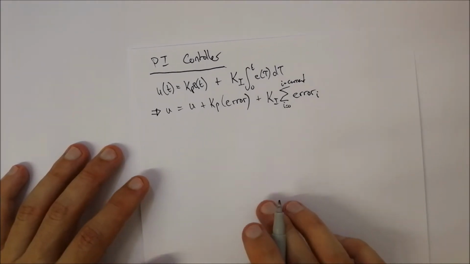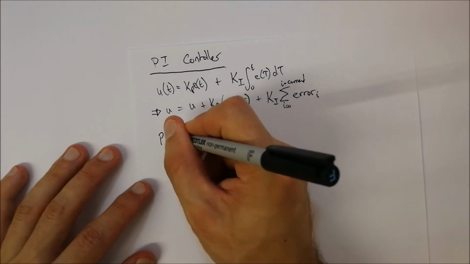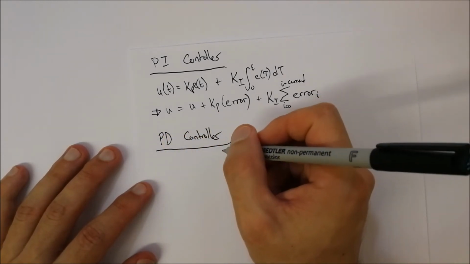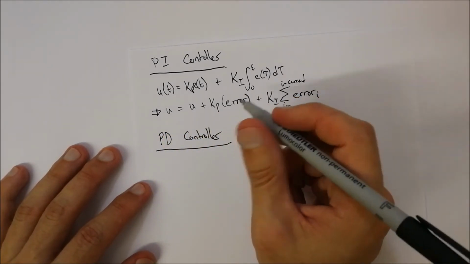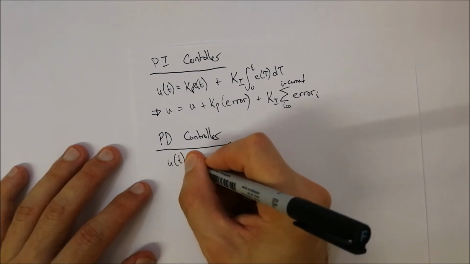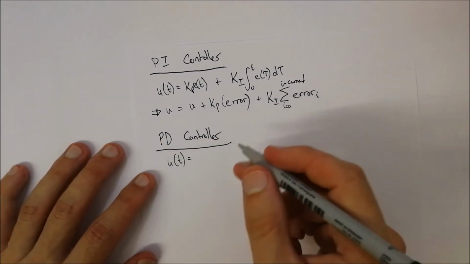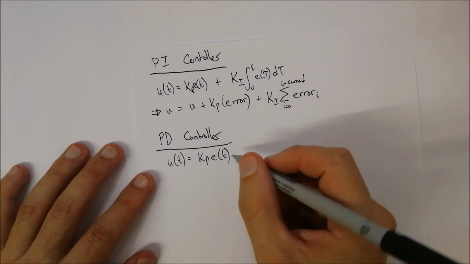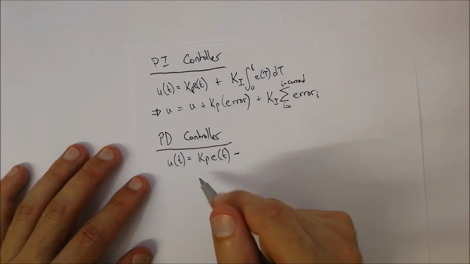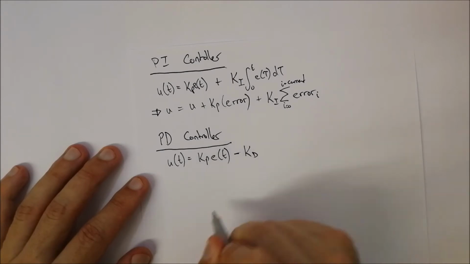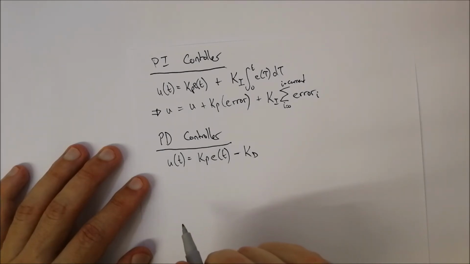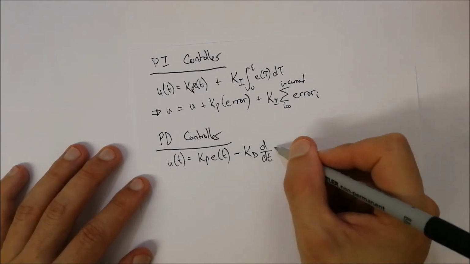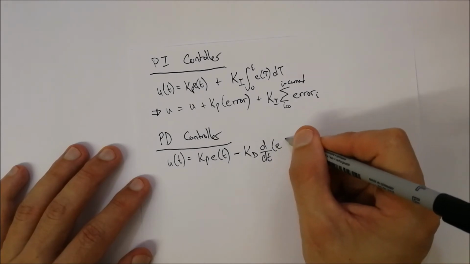Then you also get a PD controller, so that's the proportional derivative controller. Your PD controller has the expression u of t is equal to the proportional part, Kp times e of t, minus, so the derivative is subtracted, Kd, which is our constant for our derivative controller, d/dt of the error of t.